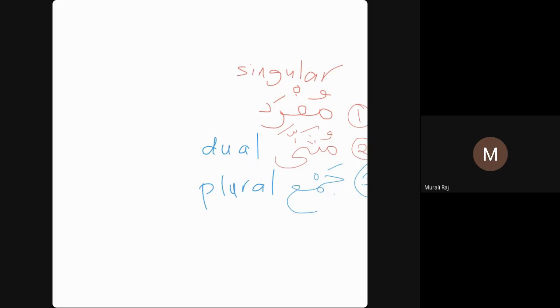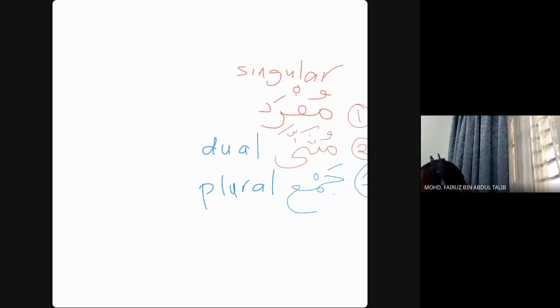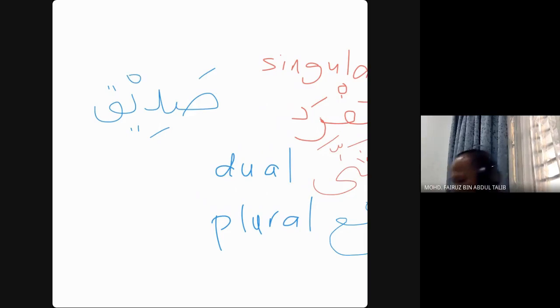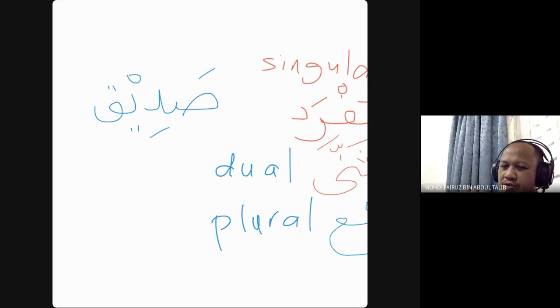Yes. Sadiqun. Okay, good. Thank you. So let us write the word sadiq. Sadiq means friend, right? So this is the word sadiq, a friend. Sadiq, one friend. Now you want to say two friends. Before you say many friends, you start with two. How do you say two friends?